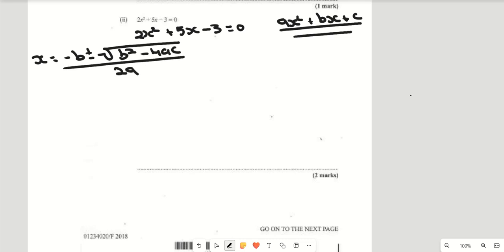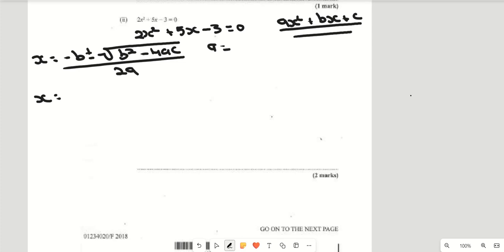The formula is given on the formula sheet. I will use the formula method where x is equal to minus b plus or minus the square root of b squared minus 4ac, all over 2a. So x would be equal to, remember, now if we look at this, we have to identify what is a, what is b, what is c.